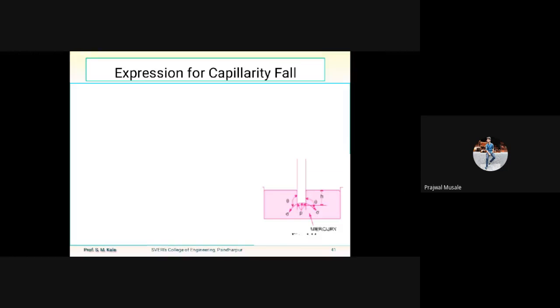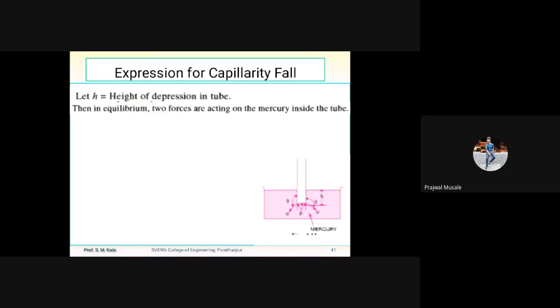Then sigma is nothing but the tensile force acting on the mercury, and theta is nothing but the angle made by sigma, that is the tensile force or surface tension, with the vertical of the glass tube. So here H is nothing but the height of depression in the mercury.